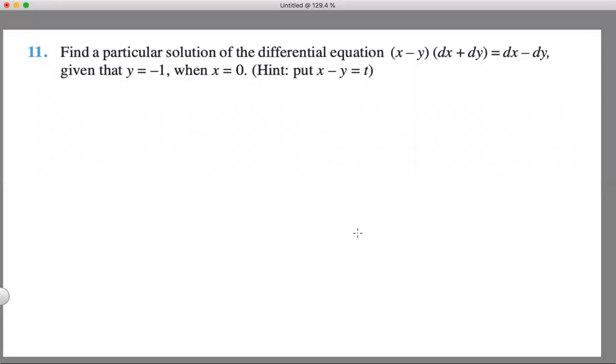Now, find a particular solution to the differential equation, which is this given a condition. This condition we only have to use in the end to eliminate the constant of integration. Now we have to do this. So how will we proceed doing this?